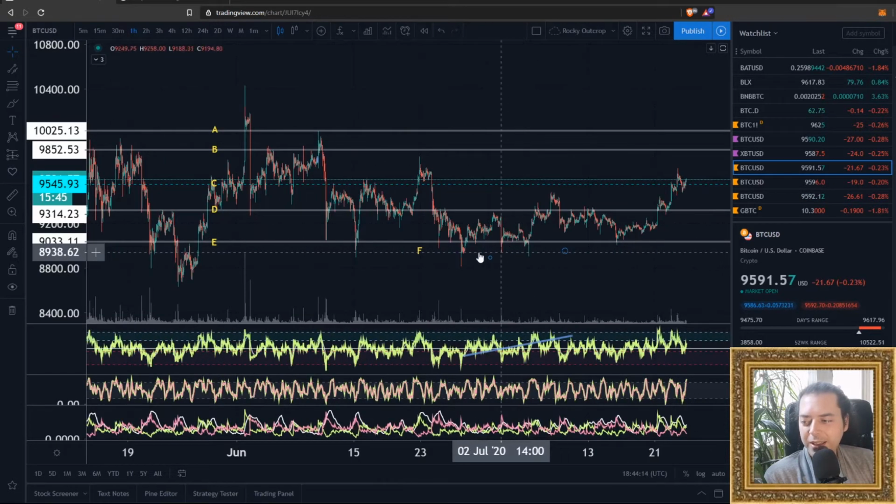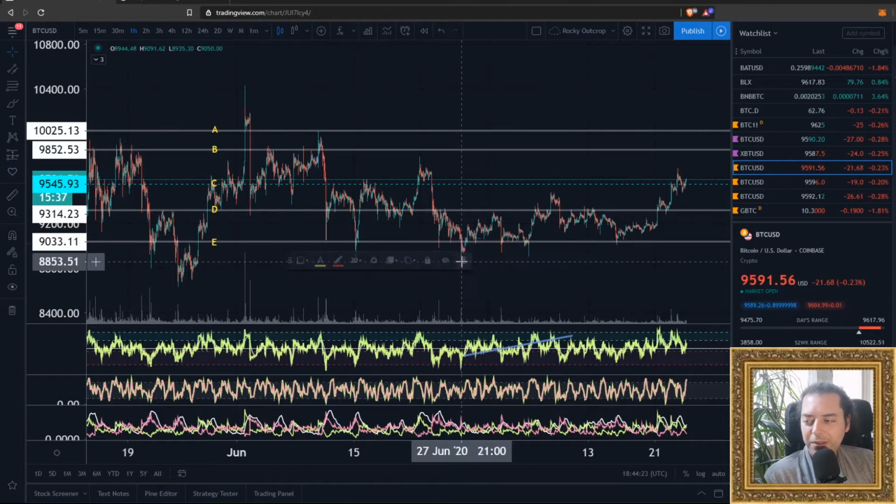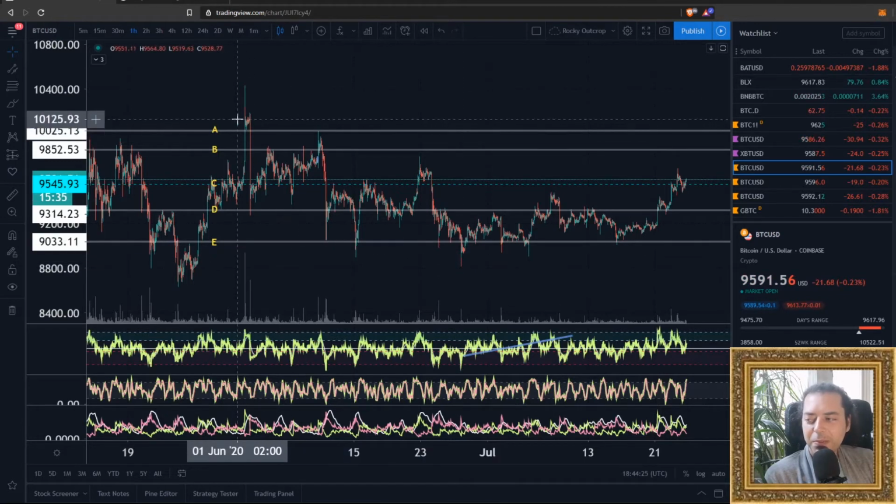I don't think F has a line anymore, because that was where the bottom end of the parallel channel was, which I've removed subsequently. So maybe I should just get rid of F as well for now. Right, great. But there's these 4 lines.